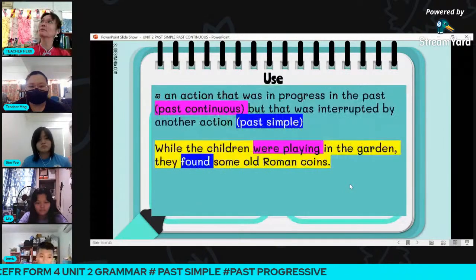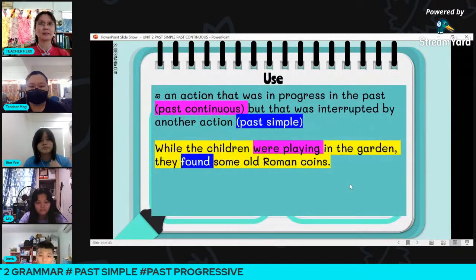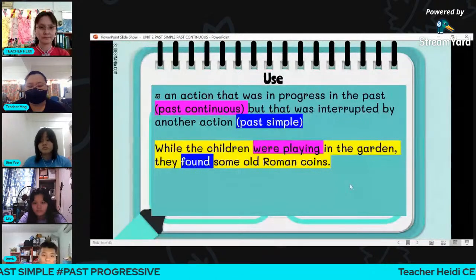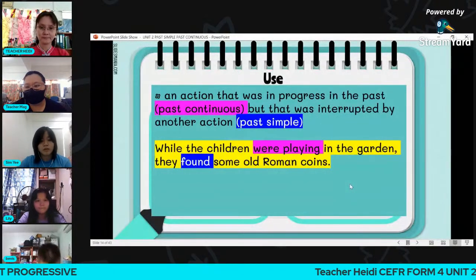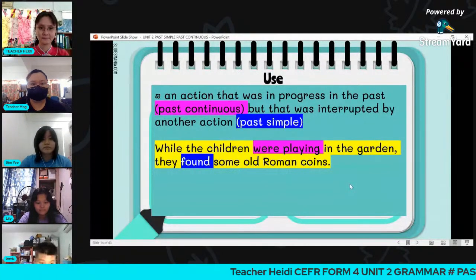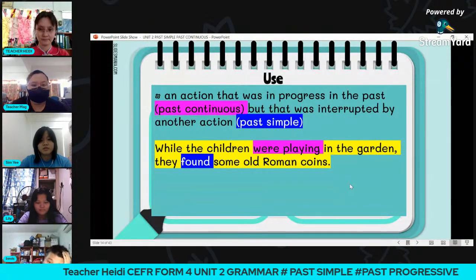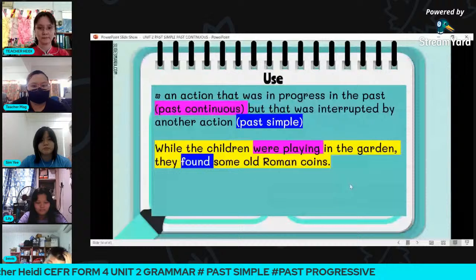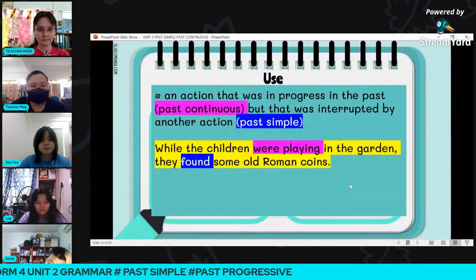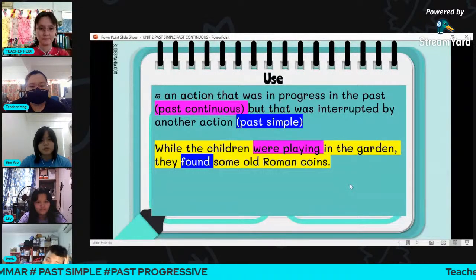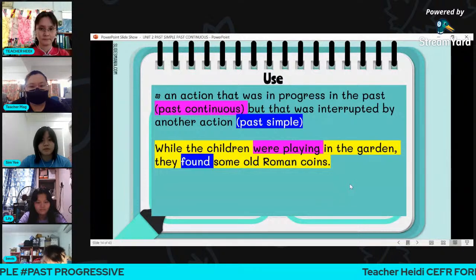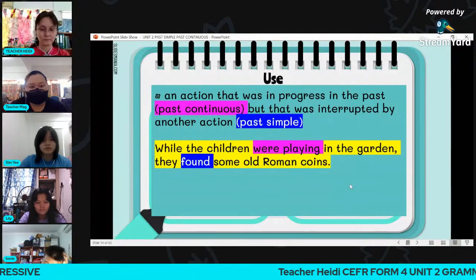All right. So we move on to the next one. Simi, can you read? Yes. An action that was in progress in the past continuous, but that was interrupted by another action, past simple. While the children were playing in the garden, they found some old Roman coins.